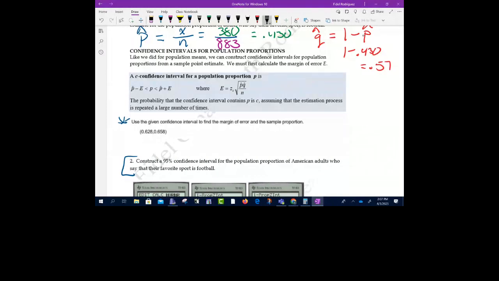So question number 2 says, can we find a 95% confidence interval for the population proportion of American adults who say that their favorite sport happens to be football? Okay, so the first thing we're going to do, 95%. I'm going to draw my normal curve, just to remind everybody, what does a 95% confidence interval look like? It tells me, my friends, that the area in the middle is going to be equal to 0.95, okay?